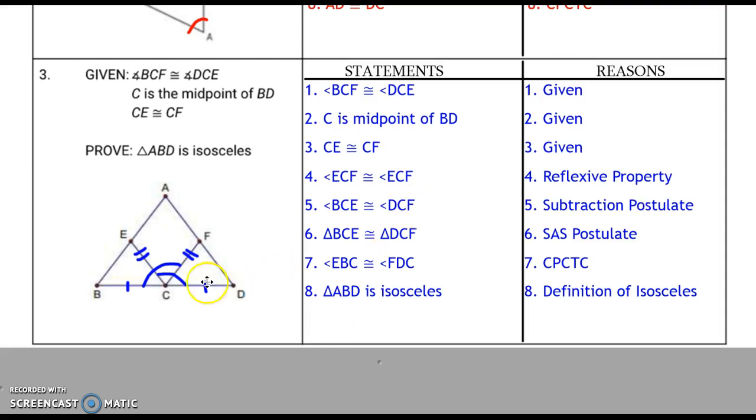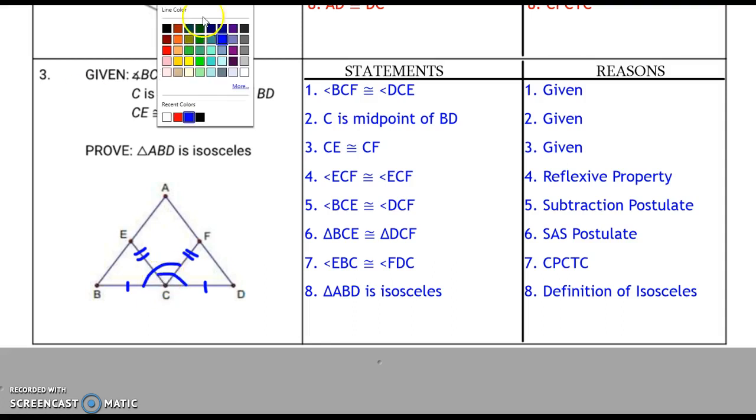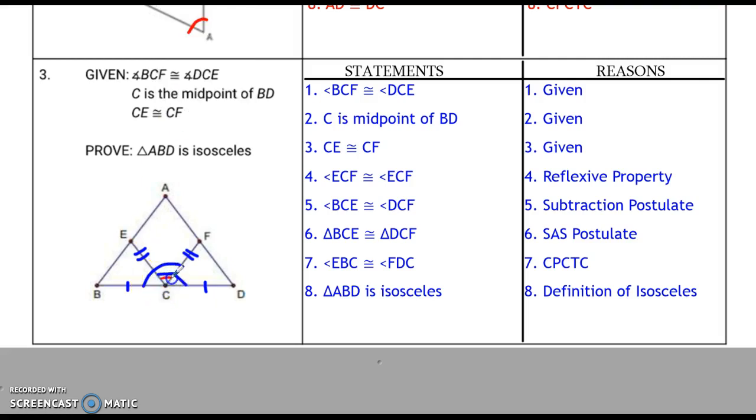Subtraction postulate just means, well, if we know that ECF, that's this angle in here, I'll mark it with red. If we know that this angle exists, we can take that angle away from both of these two big angles, and we get this angle, a smaller angle, and this angle, a smaller angle.